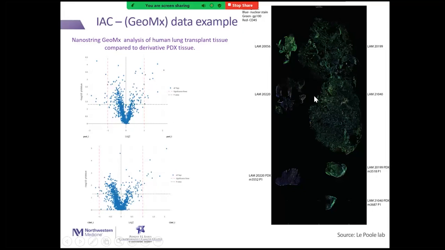And this is how the image will look in a GeoMx platform. You would see that the green is GP100 and the red is CD45. I'm sorry, you cannot see the region of interest here. These are tiny circles or squares here. Maybe in further slides, we can see it more clearly in a different example.